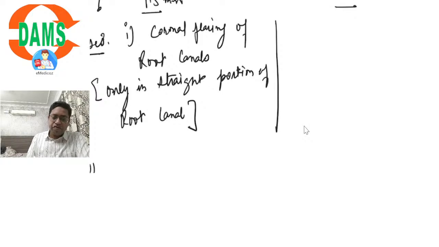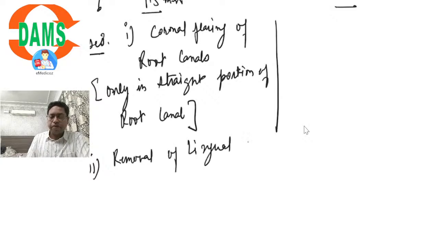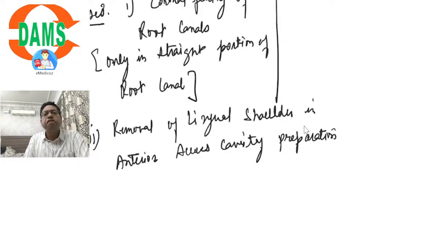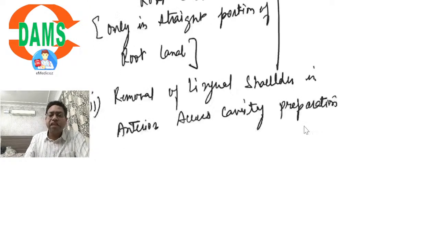The second use for the GG drills is for removal of the lingual shoulder in anterior access cavity preparations. What is a lingual shoulder?